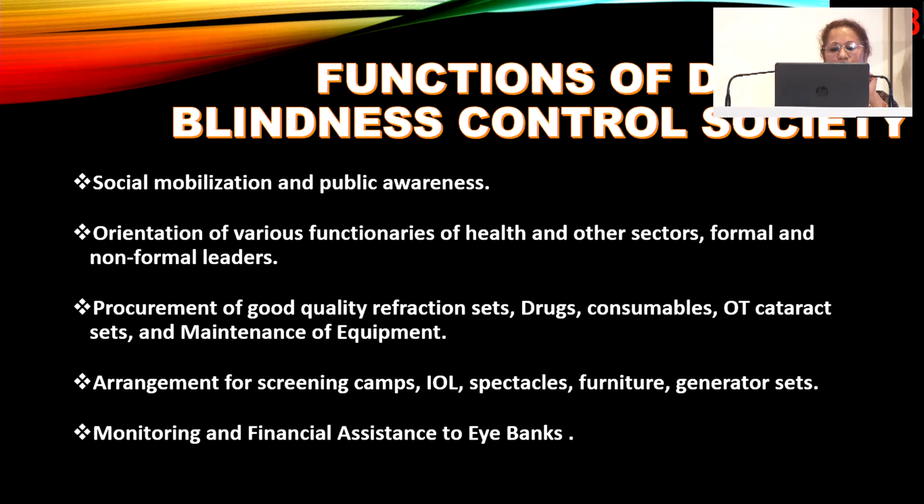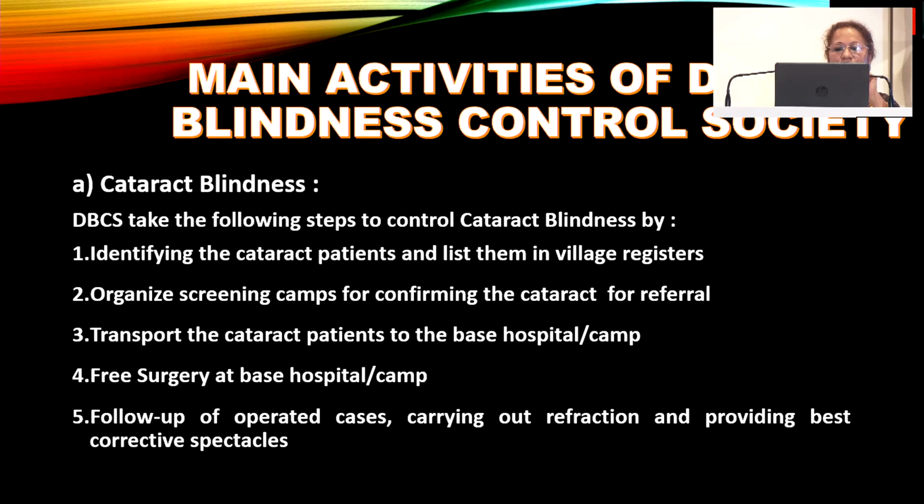It procures good quality refraction sets, drugs, consumables, OT cataract sets, and maintains equipment. It helps in the arrangement of screening camps, intraocular lenses, spectacles, furniture, generator sets, and also gives financial assistance to eye banks. Cataract blindness is the main focus, and the society identifies the cataract patients, lists them in village registers, organizes the screening camps, and transports the cataract patients to the base hospitals.